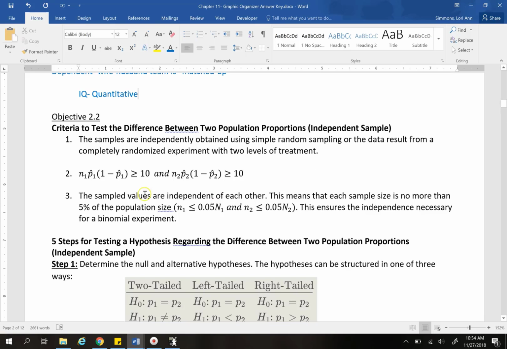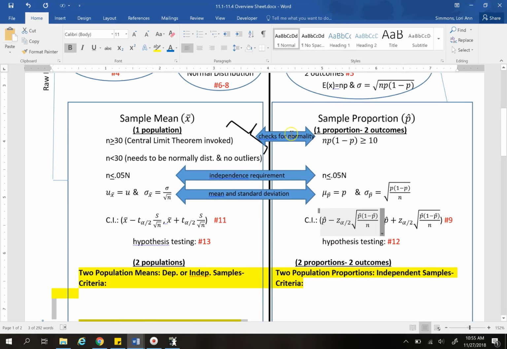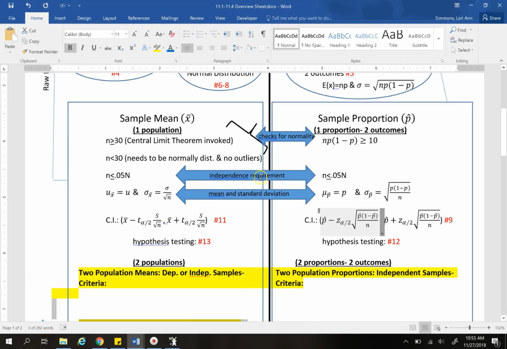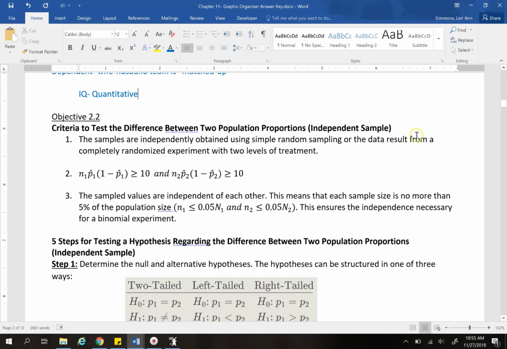Two, this has to be greater than or equal to 10. So when you look at that, that is testing for normality. You need to do it for each of the proportions because there's two populations. And then you need to make sure that there's independence. So each sample is less than 5% of each of the populations.